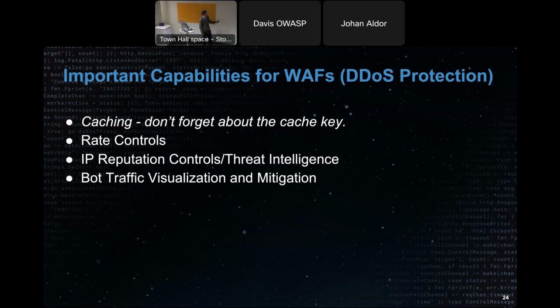And lastly, we have the bot traffic visualization and mitigation, because what happens when the bots or the attackers find your thresholds for your rate controls? Well, they go just below the threshold. If you have a threshold of 10 requests per second, they would definitely come in at around 9.5 requests per second or something like that. And this is where you need good bot traffic visualization and mitigation possibilities, where you can categorize the attacker's tools, so that you can basically set constraints on the tool used and not the requests per second.